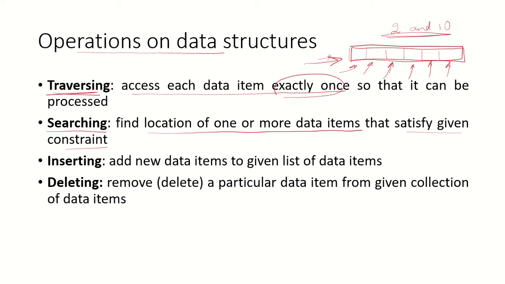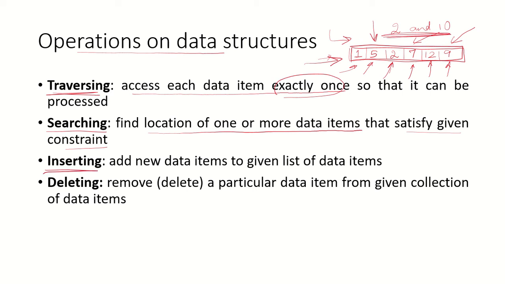Suppose this is 5, this is 1, this is 2, this is 7, this is 12, and this is 9, and we have to find the values between 2 and 10. So we will have to traverse this whole array and return the subscript of this and this element. This is called searching. So what was the constraint that was given to us? The constraint was that we have to find values between 2 and 10.